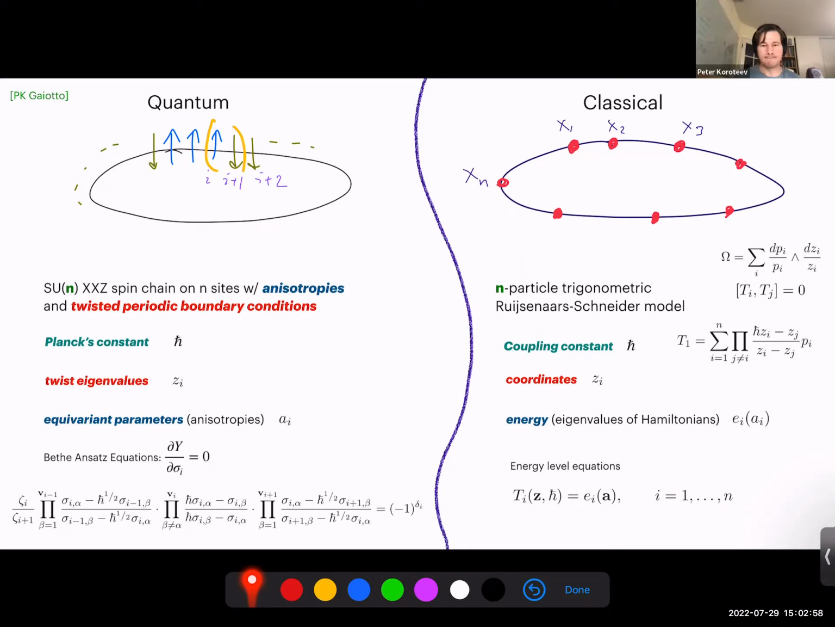Yeah. So can you comment more about choosing SU(N) for the n sites? It corresponds to taking n copies of the fundamental representation of SU(N). Do you want a math answer or a spin chain answer? Spin chain, well, maybe both.